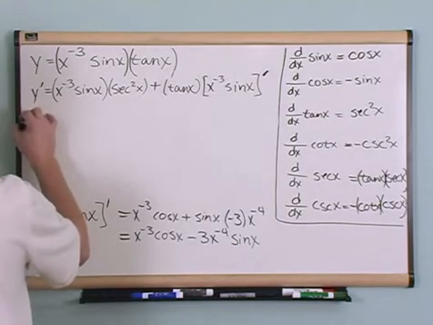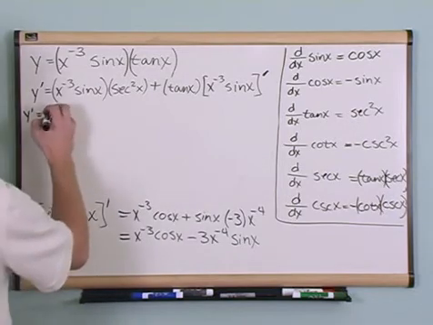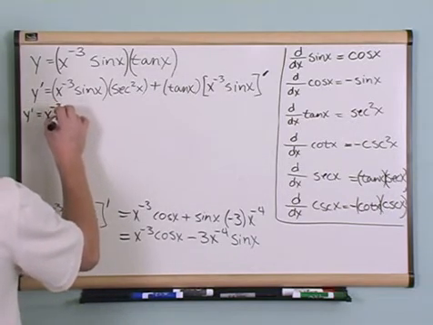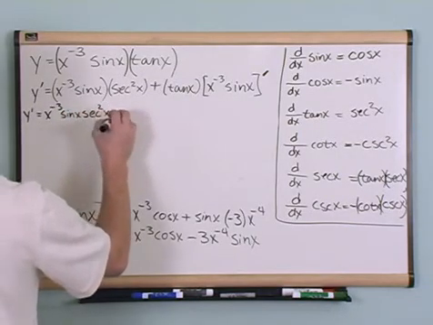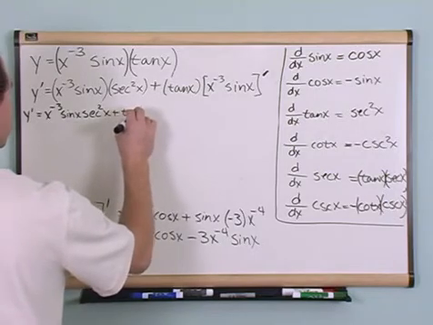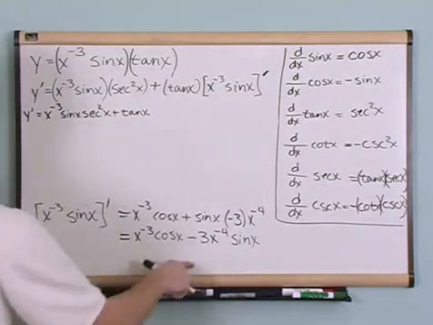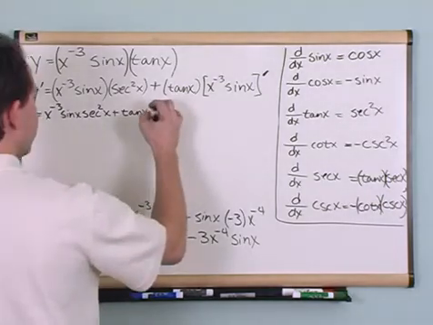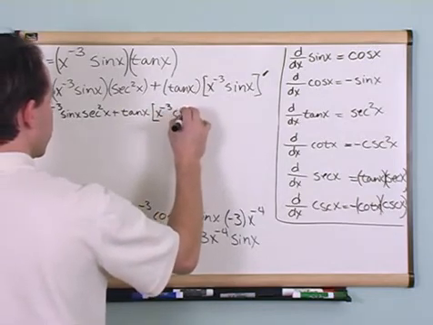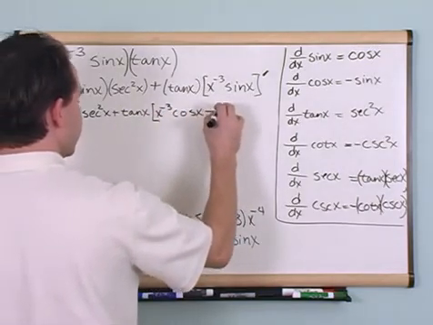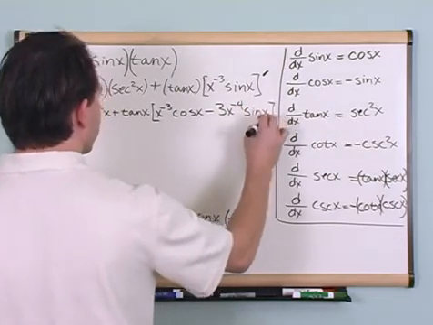So, to rewrite all this again, what you'll have is x to the minus 3 times sine of x times secant squared of x plus tangent of x, and then you'll be multiplied by all this stuff here, which will be x to the minus 3 cosine of x minus 3x to the minus 4 sine of x.